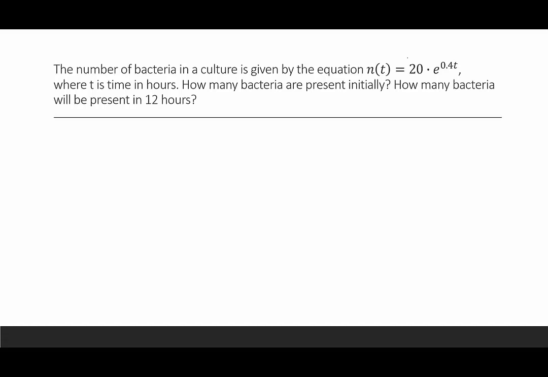When we're given a formula, we are actually given the initial amount. The initial amount is found right here. This is always the initial amount. So it's the thing that's being multiplied to the base is the initial amount. So we know that initially there are 20 bacteria.